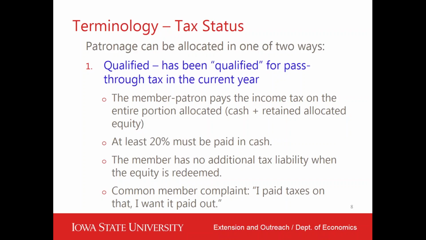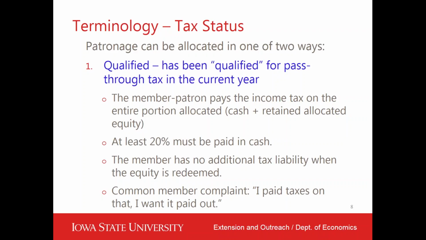So if it's a qualified allocation, the member is going to pay the income tax on the allocation. I'll go through an example later, but importantly, they pay the tax on the cash portion they receive, as well as any portion that's retained as member equity at the co-op level. Again, if it's a qualified allocation, at least 20% must be paid in cash. Most cooperatives these days are paying significantly more than that, recognizing that members can often be in 30% marginal tax brackets, and they want to pay enough cash to at least cover the tax liability on the entire portion.